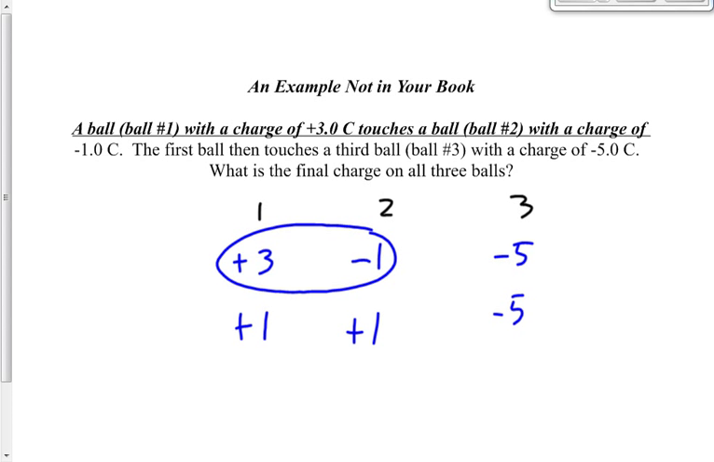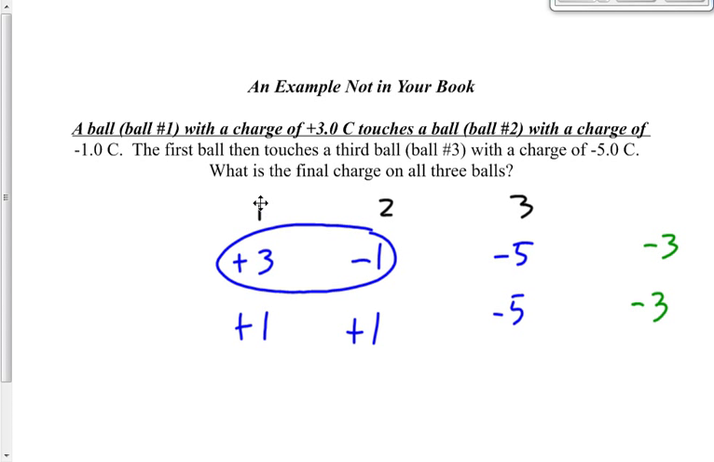Take a quick look at this. Let's look at all three of them combined here and see if the charge has remained overall the same as it should. +3, -1, -5 gives me a total charge over here of, what is that, -3? Let's look at this one now. +1, +1, -5, total charge of -3. So while the charge is redistributed, we haven't created anything, we haven't destroyed anything. The law of conservation of charge still holds.